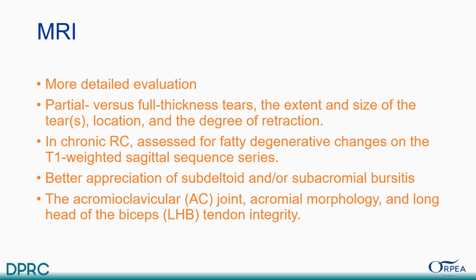If you want to know whether it is a partial thickness tear or full thickness tear, and to know the extent and size of the tear, location, and if it is retracted, how much it is retracted. And in chronic rotator cuff tears, there will naturally be fatty degeneration, and you can see the extent of the fatty degeneration in T1 weighted images. Then better appreciation of subdeltoid and subacromial bursitis. Then you can see the acromioclavicular joint, acromion morphology, and long head of the biceps tendon integrity. All detailed evaluations are seen in the MRI.